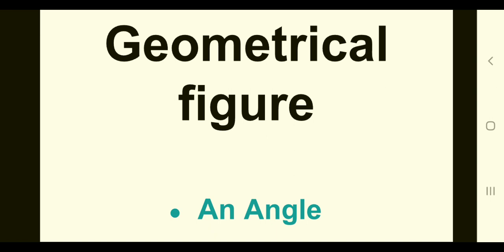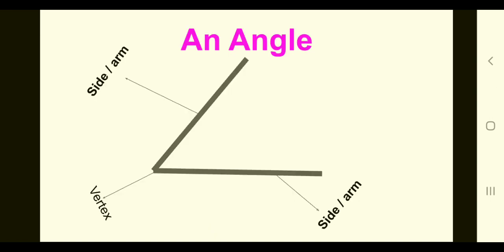An angle is one of the geometrical figures. Now let's see how it is formed. When two lines intersect or meet each other at a common point, an angle is formed.